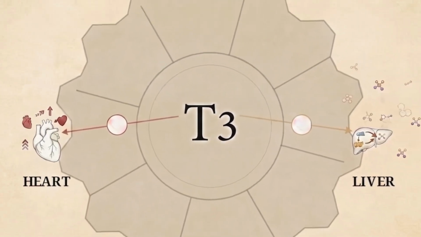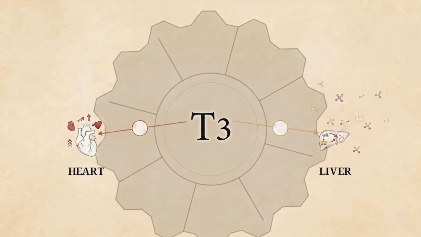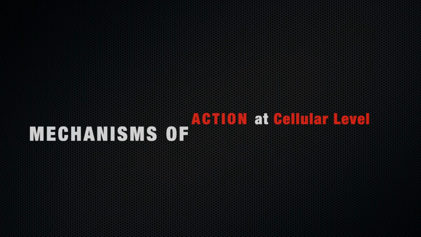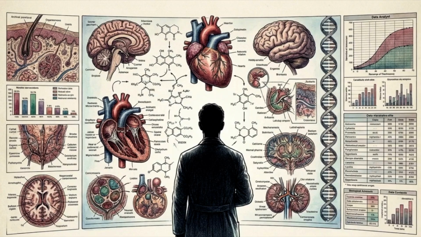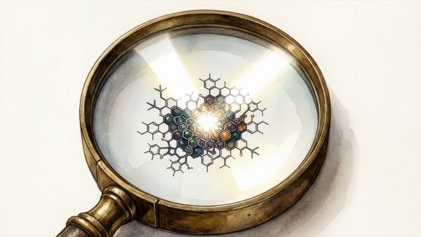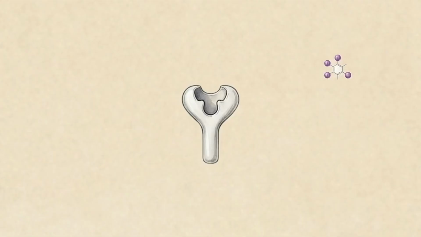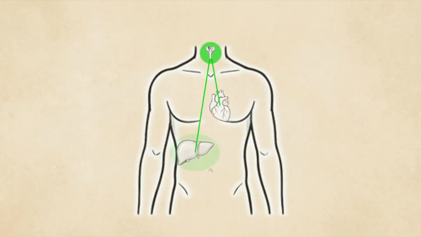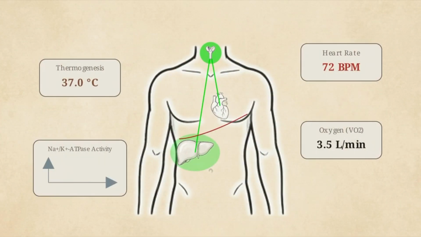While the T3 molecule is uniform, its effects are not. It must simultaneously signal the heart to beat faster and the liver to break down fuel, requiring a mechanism that translates a single signal into many different outcomes. To understand how a single molecule governs such a complex system, we have to look at the mechanism of action, tracing the hormone from its microscopic receptor targets up to the macroscopic clinical results.